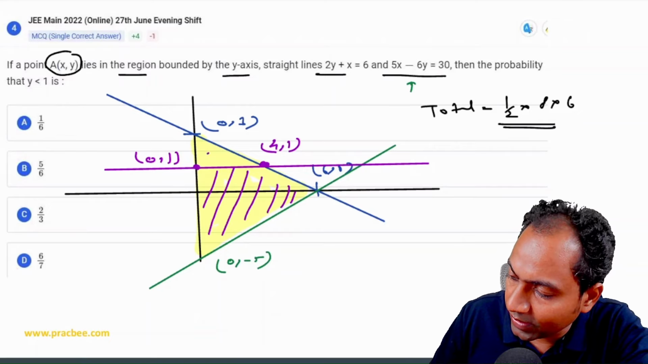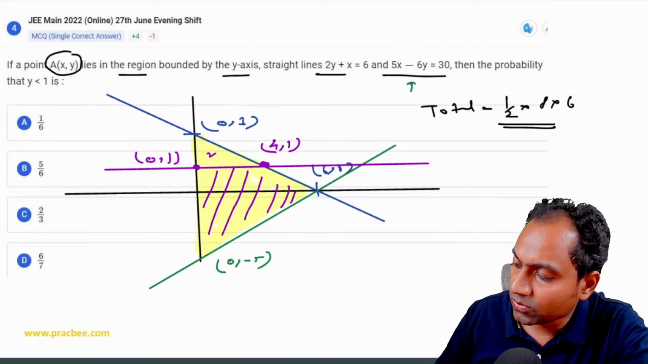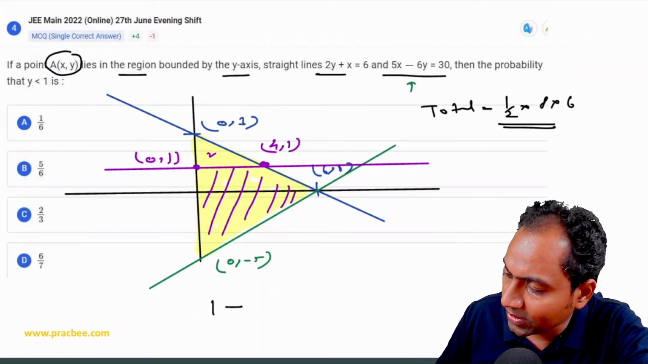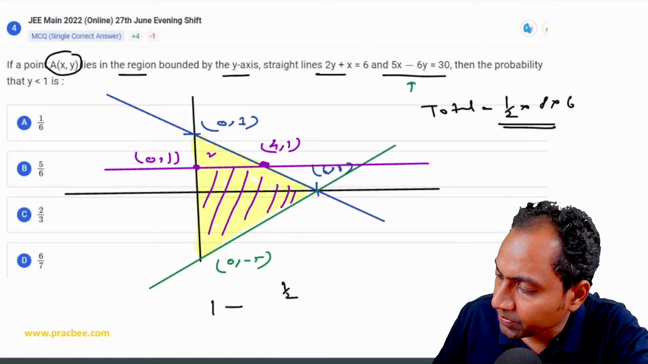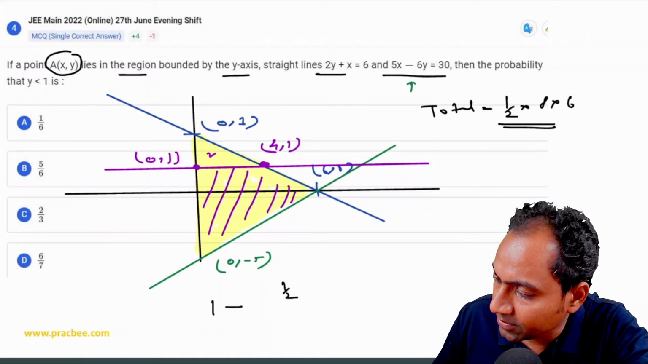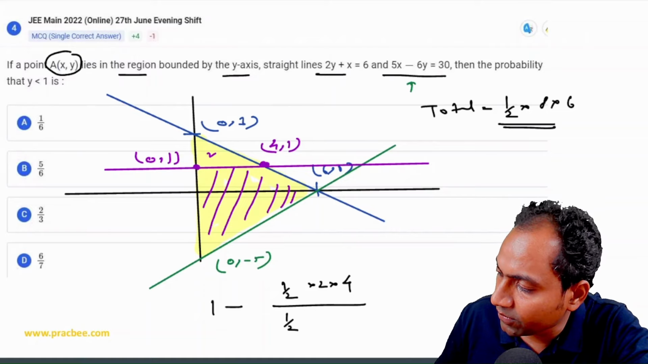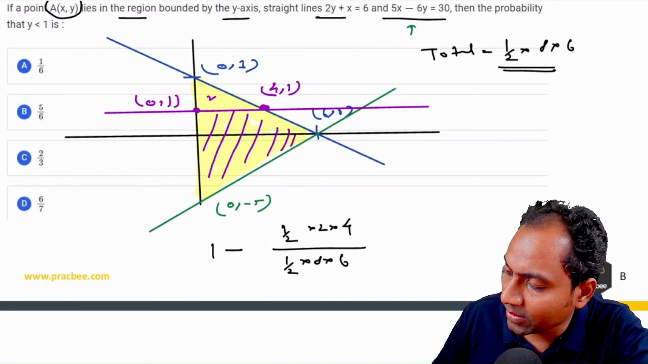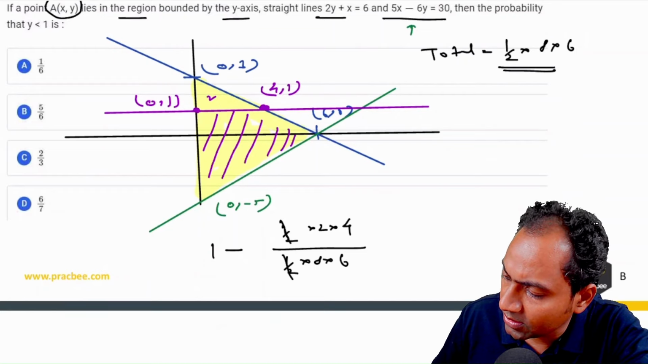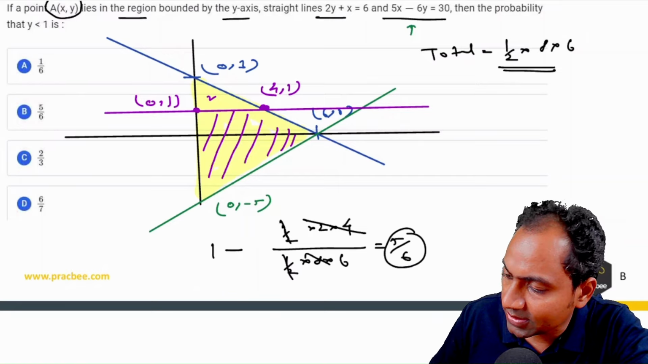It is easier to find the part which is not there, in order to find the favorable case. So my probability is nothing but 1 minus the probability when it is not happening. So the area of that triangle is half of base, that is 3 minus (minus 1), so 2... into height, that is 4, divided by half of 8 into 6. If I do this, I will get my answer. If I simplify, you can see this will get cancelled out and the answer comes out to be 5 by 6. That is nothing but option B.